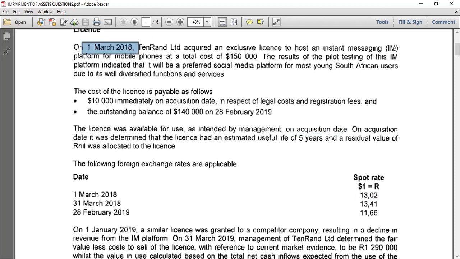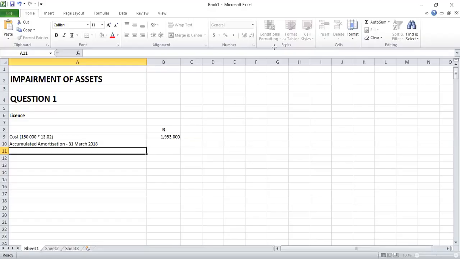Then on acquisition date, it was determined that the license had a useful life of 5 years and a residual value of nil. So divide by 5. So it's saying 1,953,000 divided by 5. But remember, it was only bought on 1 March 2018. So last year we only used it for 1 month. So multiply by 1 divided by 12. What do you get? 32,550.